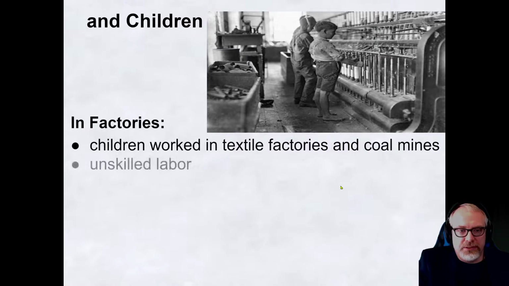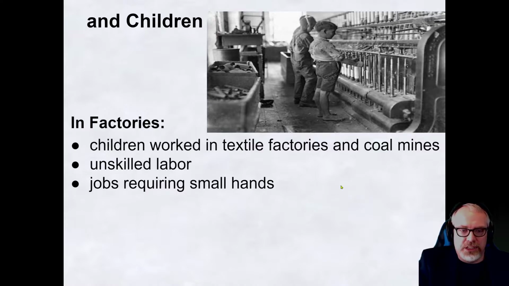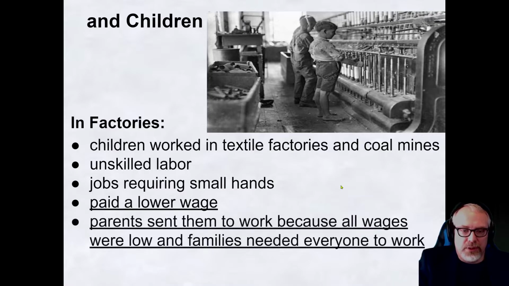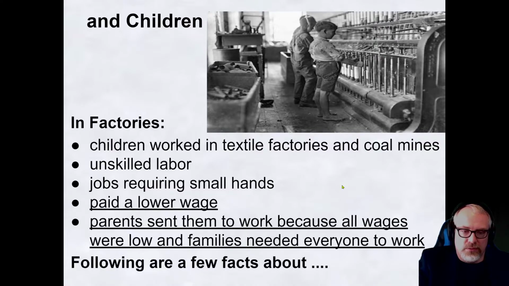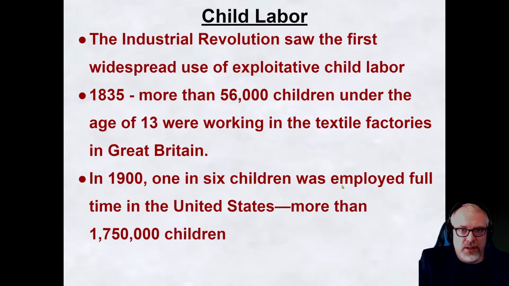Children in factories, children worked in textile factories and in coal mines. They were unskilled labor. They worked jobs that required small hands. They were paid a lower wage. Parents sent them to work because all wages were low and the families needed everybody to work. So the following are a few facts about child labor.